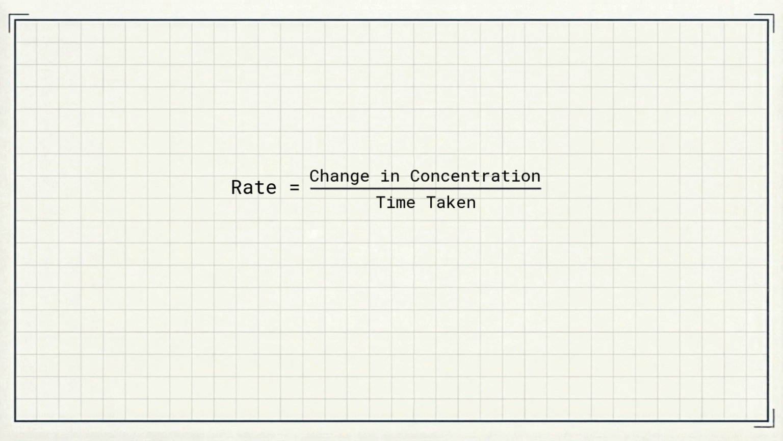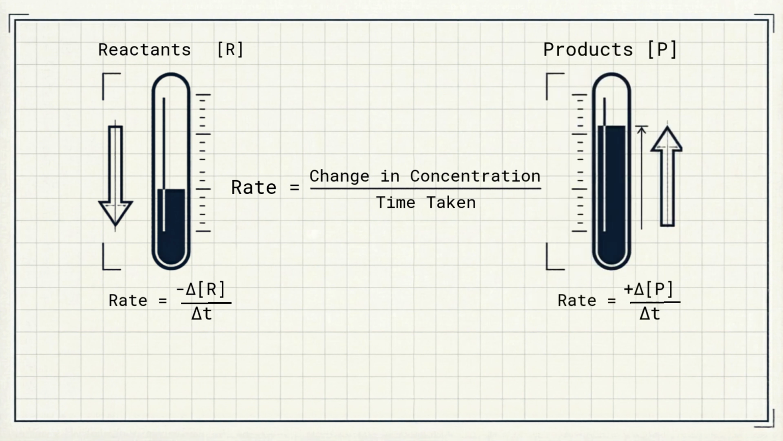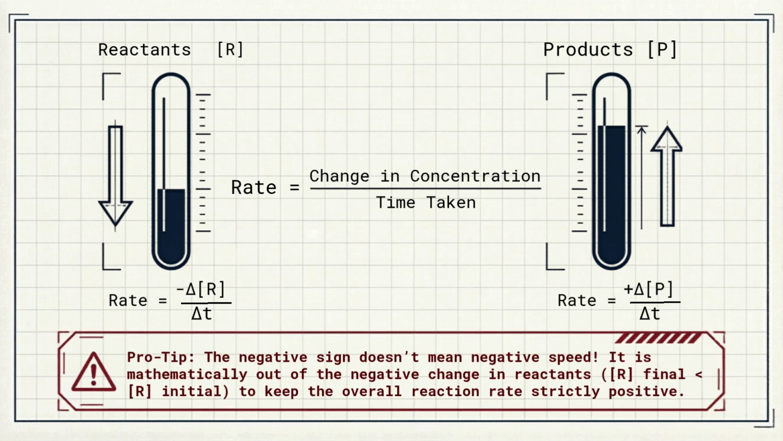The rate of a reaction is the change in concentration divided by time taken. For reactants, rate is written as minus delta R divided by delta T. For products, it is plus delta P divided by delta T. The negative sign for reactants does not mean negative speed. It only reflects that reactant concentration falls as the reaction proceeds. The overall rate is always treated as positive.